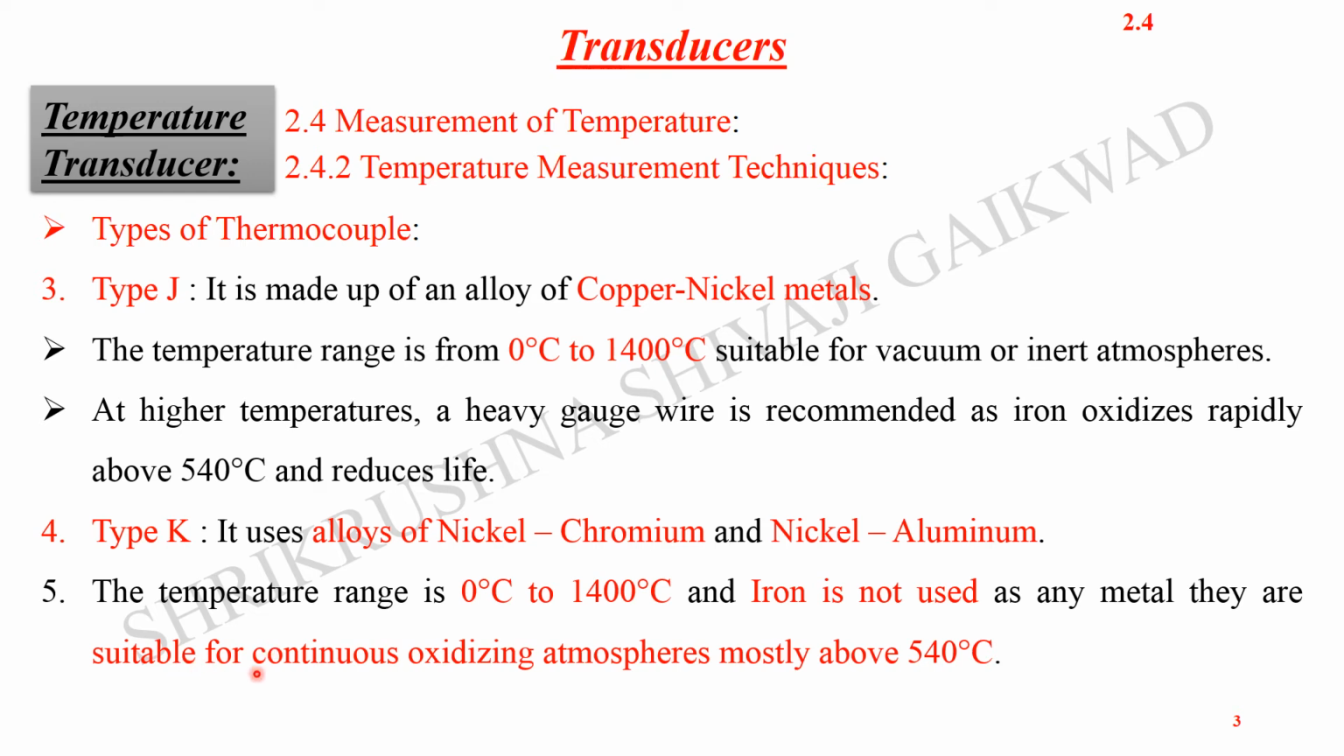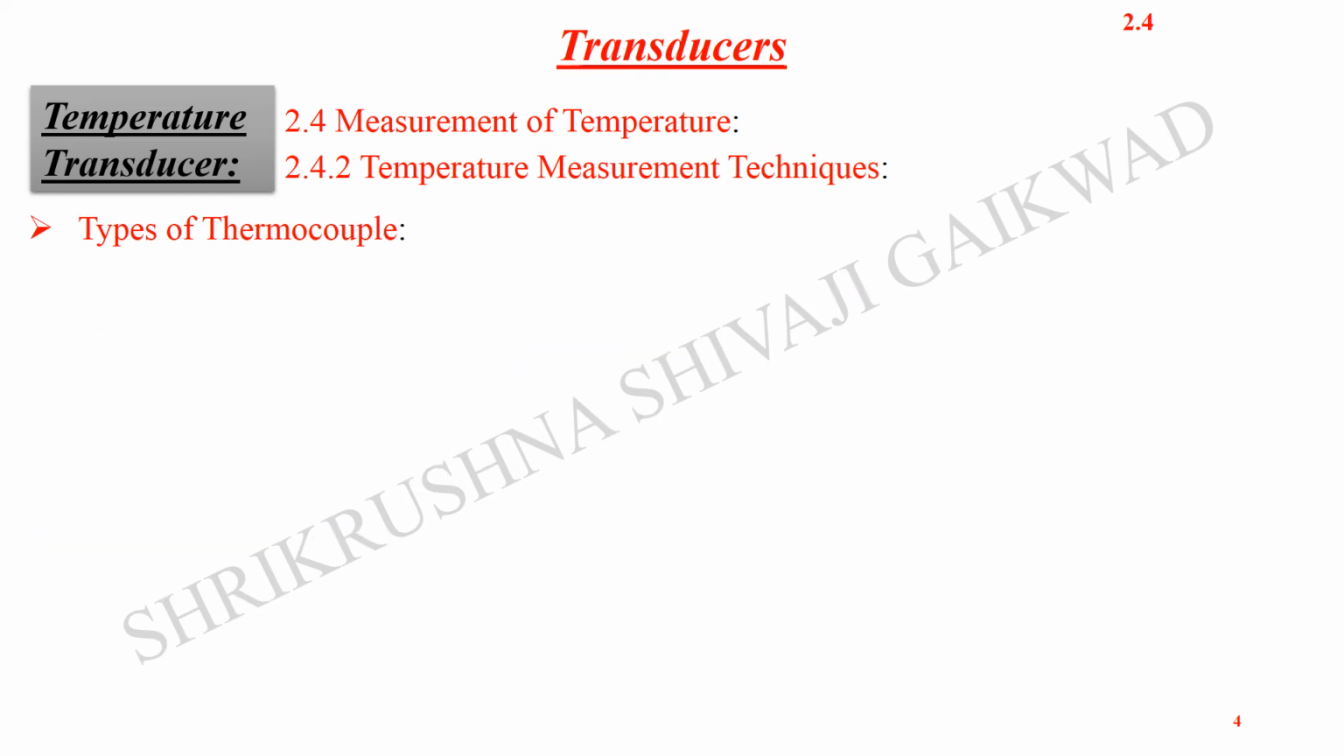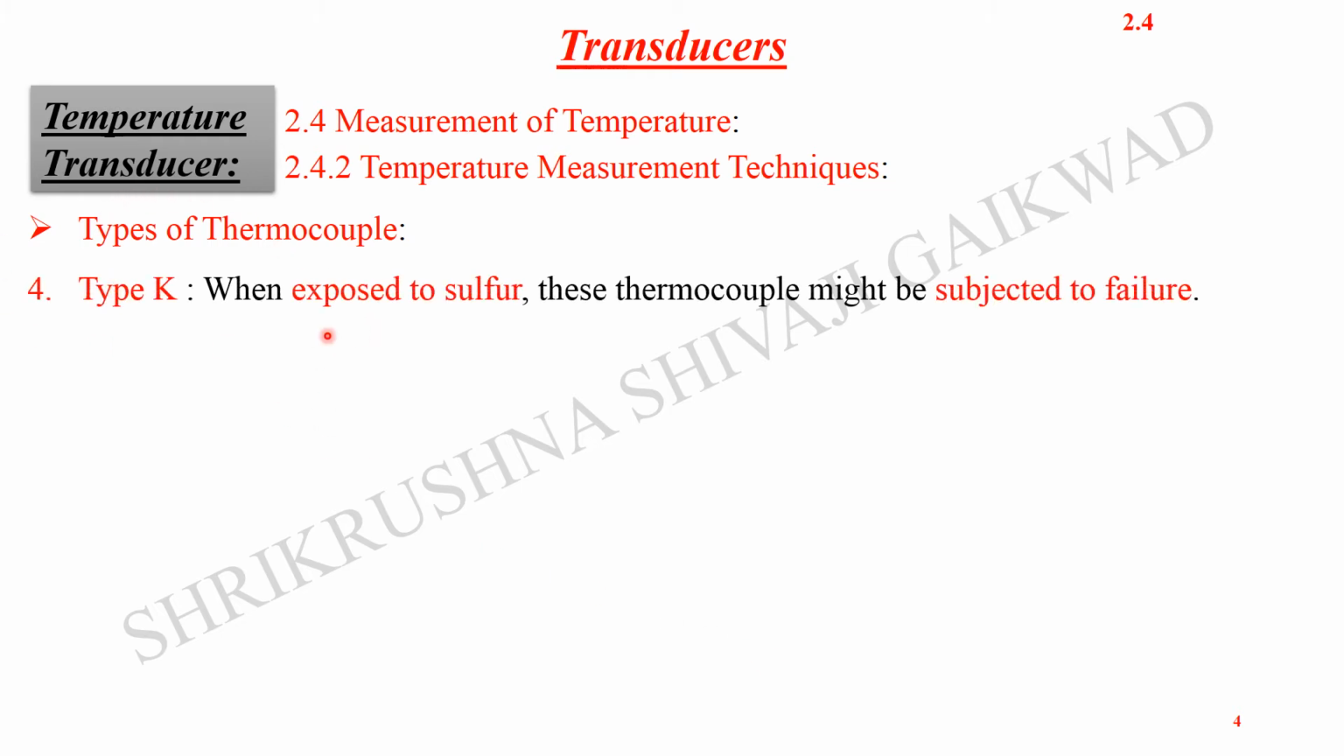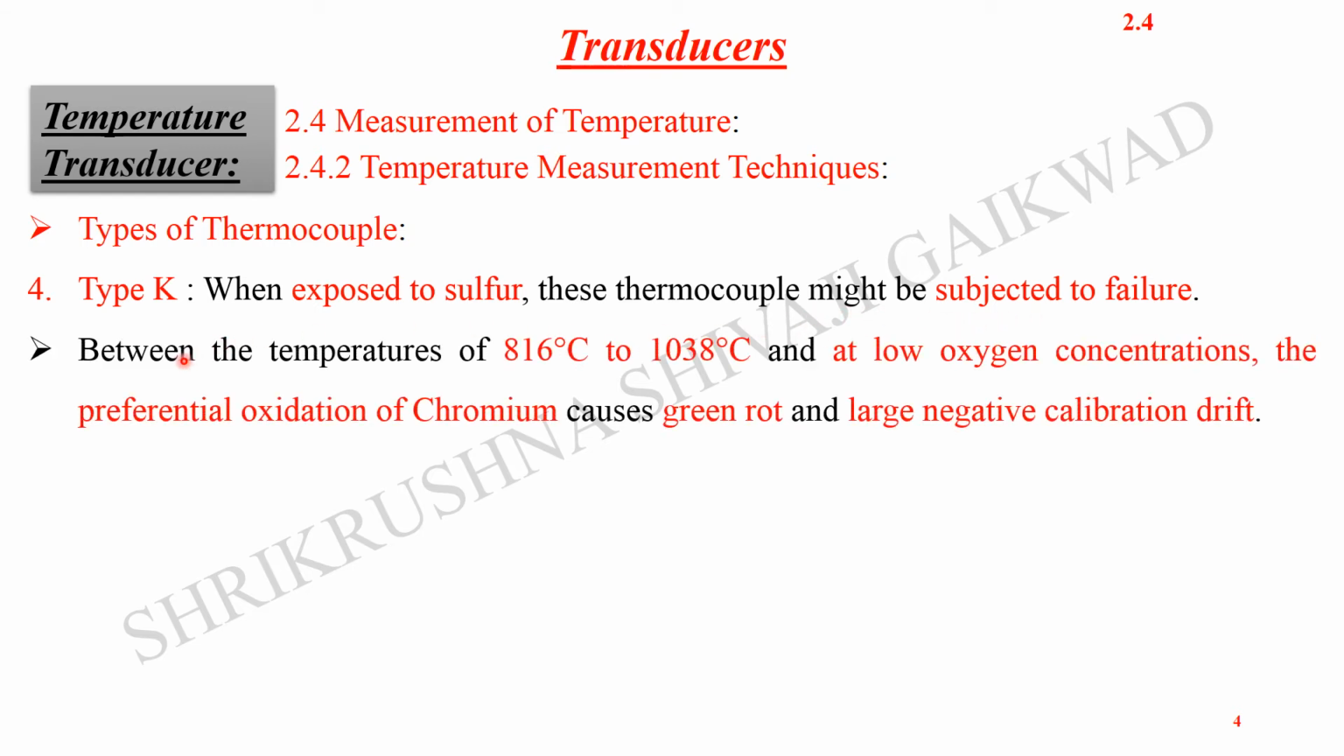They are suitable for the continuous oxidizing atmosphere, mostly above 540 degrees Celsius. Then the next point about type K is when it is exposed to sulfur. This thermocouple might be subjected to failure.